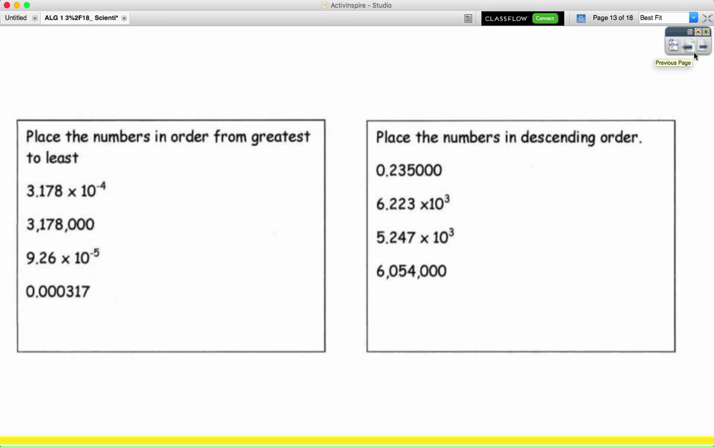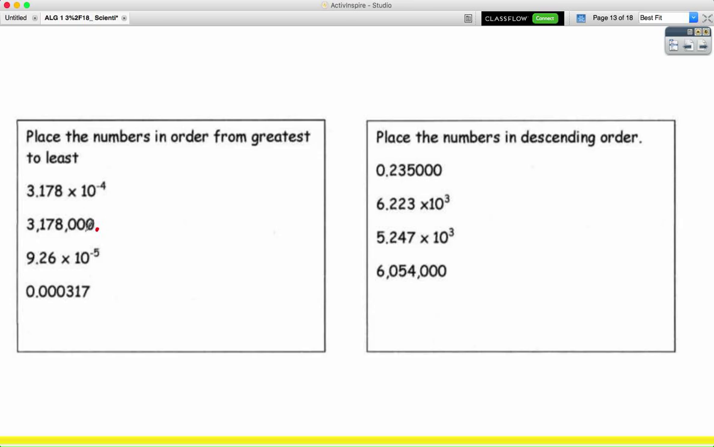Last two examples like this. Place the numbers in order from greatest to least, so the biggest one first. So this is all different kinds. We've got scientific and standard. So it's going to be easier to convert them all to one type. You can put them all standard, you can put them all scientific, as long as they're in the same format to accurately compare. So I'm going to put them in scientific.